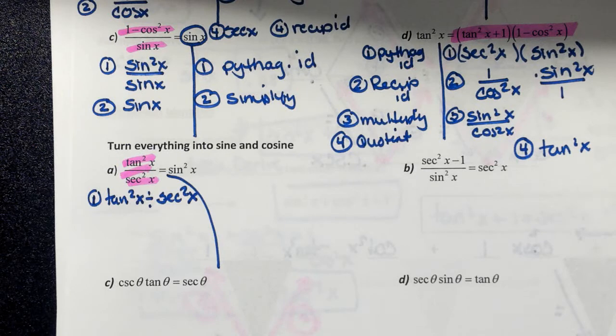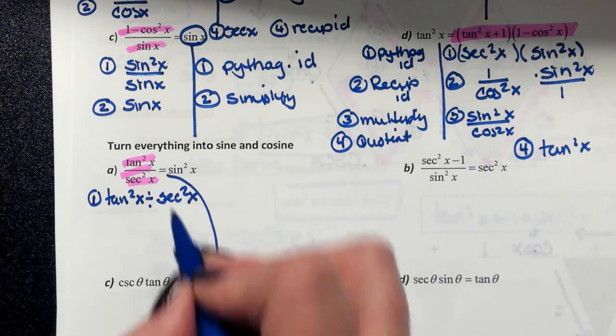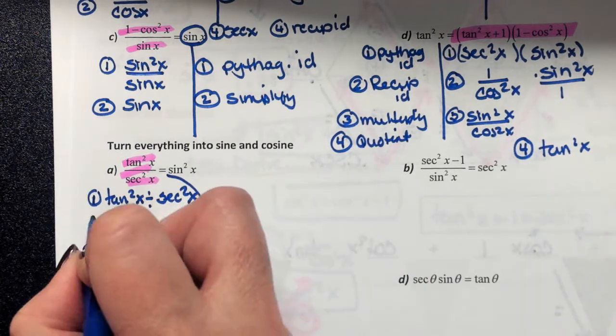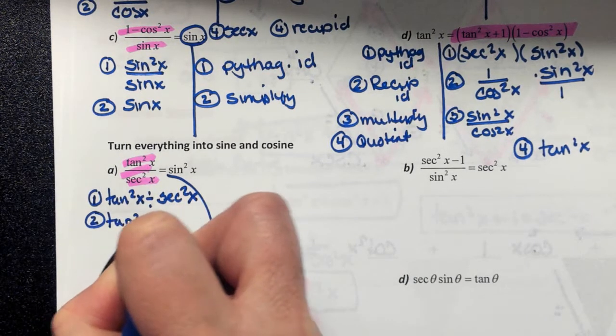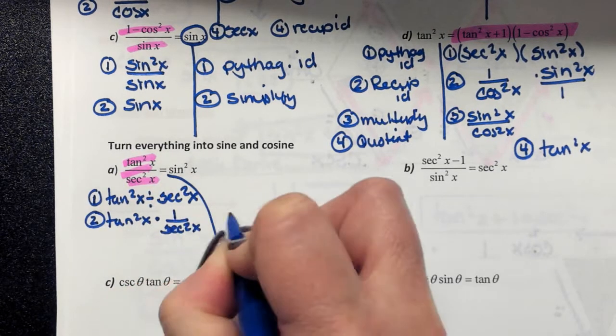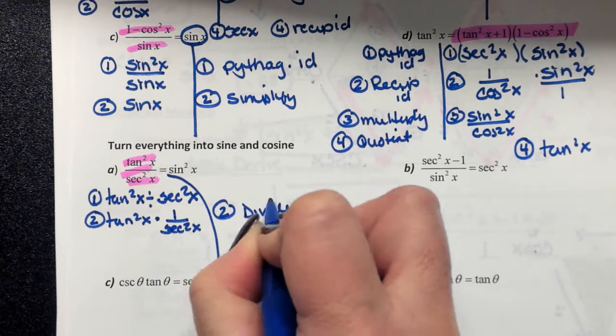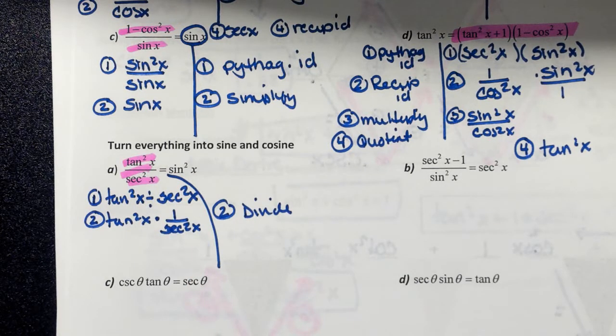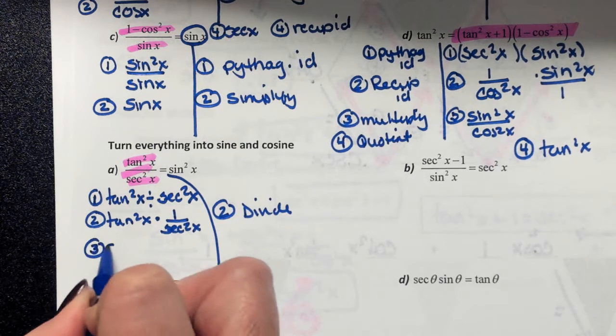Well, when I divide fractions, what am I actually going to do with this secant squared? I'm going to end up multiplying by the reciprocal. So again, you're just simply going to divide. What do you think your next step is going to be? Where are we trying to get to? Sine squared. So what do you think we should try and do with this left-hand side? Change everything into sines and cosines. So what's tangent squared equal to? Sine over cosine.